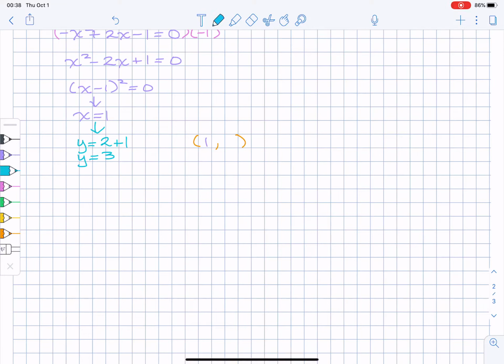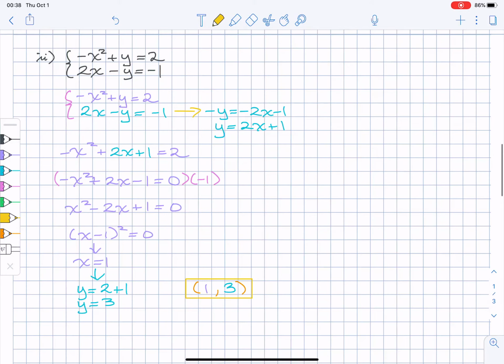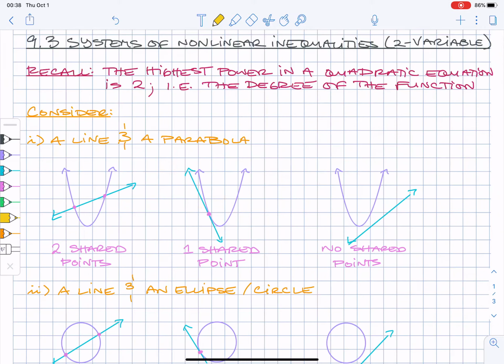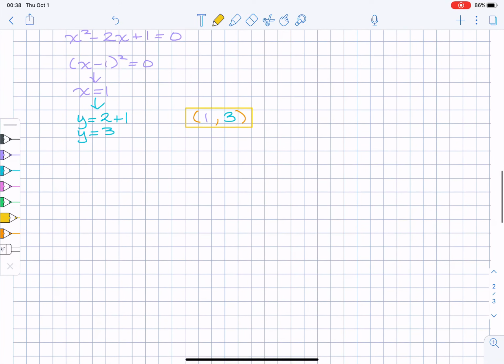1 comma 3. So what was this again? This was a line and a parabola? Yes, it was a line and a parabola. And I only had one solution, so that must be tangent. Okay, so let's do number 3. So maybe we should note: the line is tangent to the parabola.